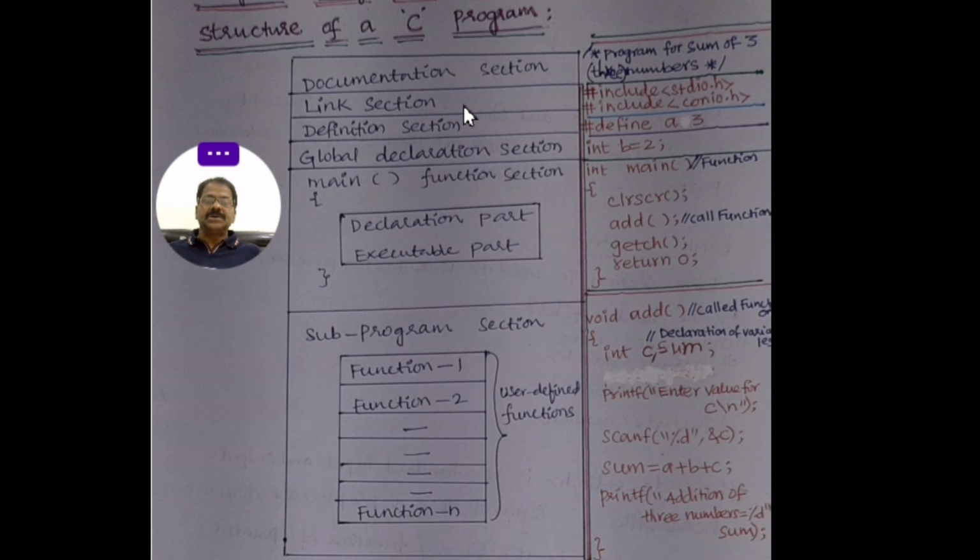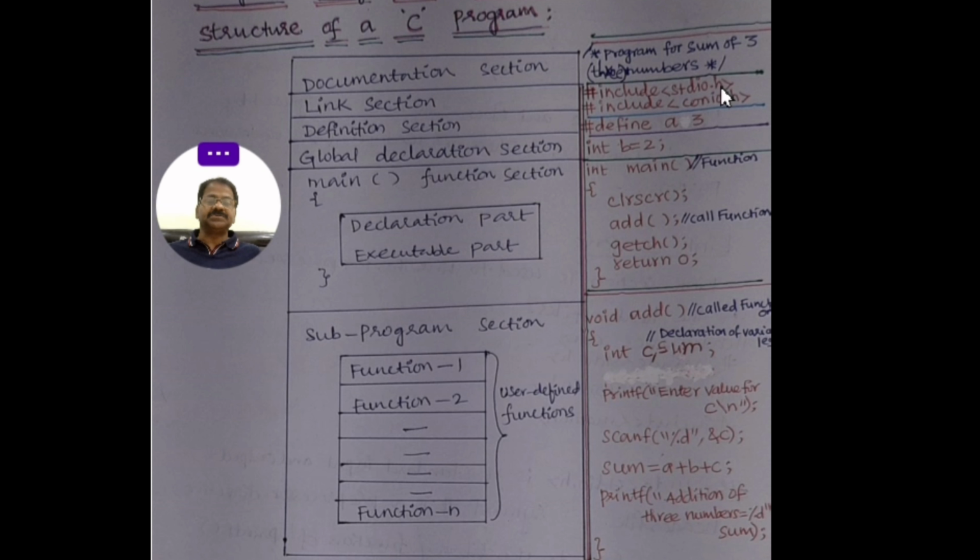After that, the second section is the link section. Here we link the header files to our program. In each header file we have standard functions. You see here hash include. Usually we call it hash, but here it is a preprocessor directive. In the stdio.h header file we have printf and scanf standard functions. Printf is the output function, scanf is the input function.